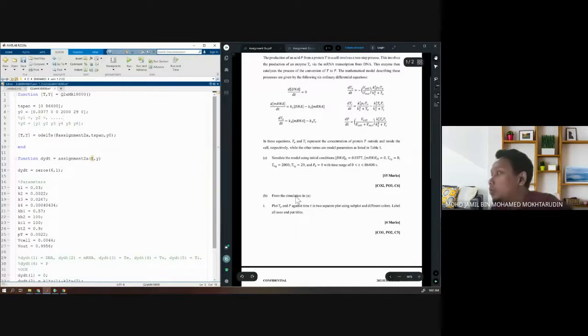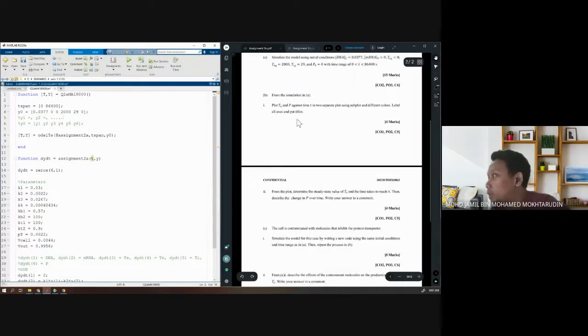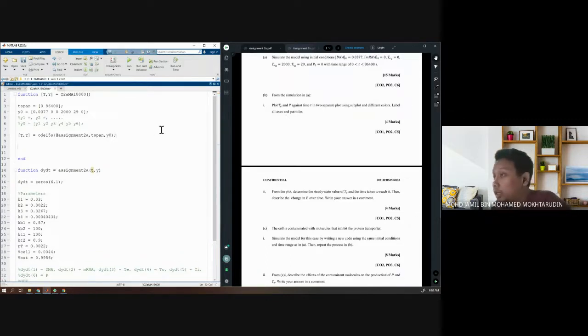Okay, so we move on to question B. Question B: plot TE and P against time T in two separate plots using subplot and different colors, and then label all axes and put titles. So before we plot, we need to know TE and P is Y number what.